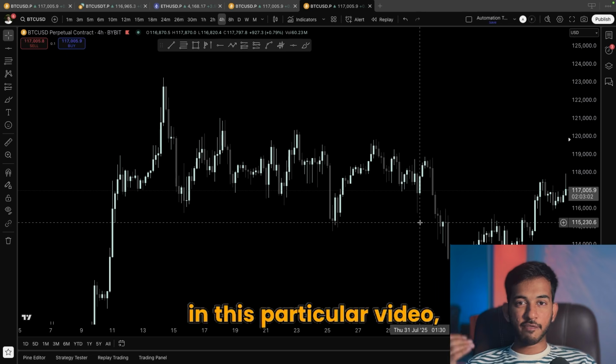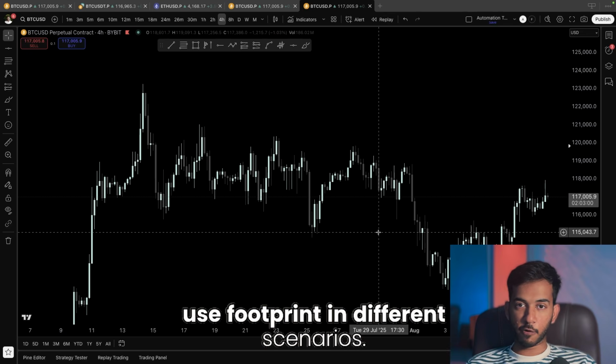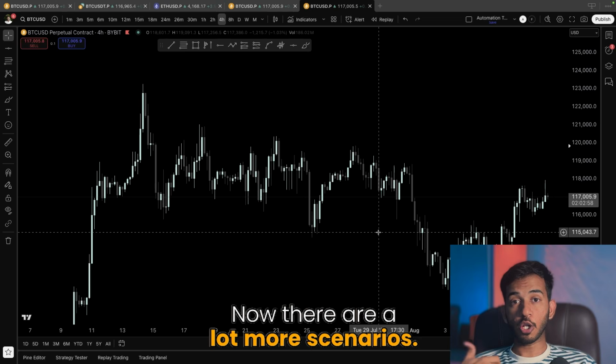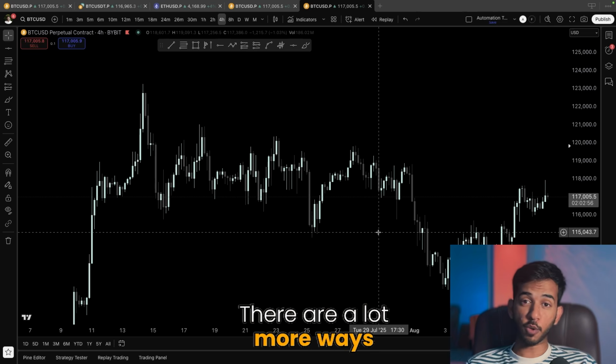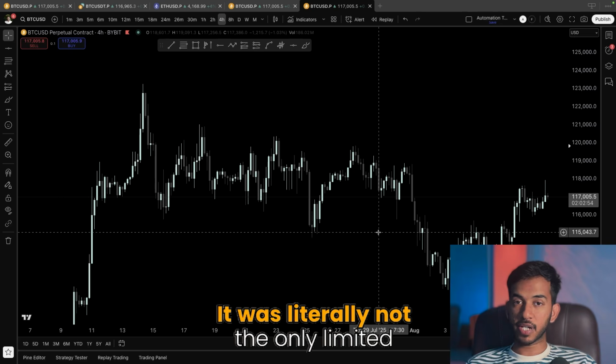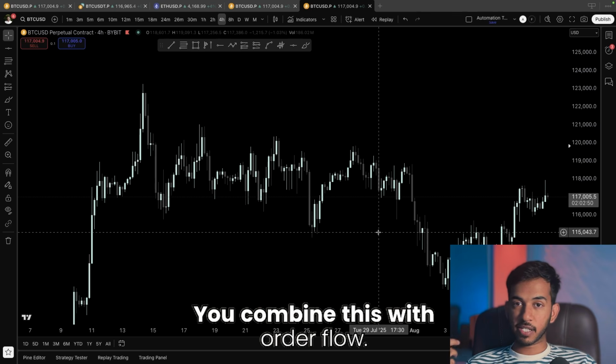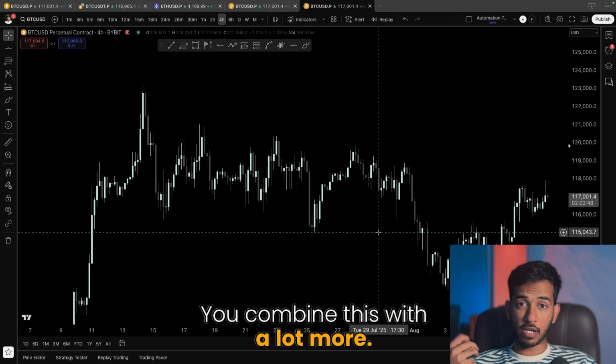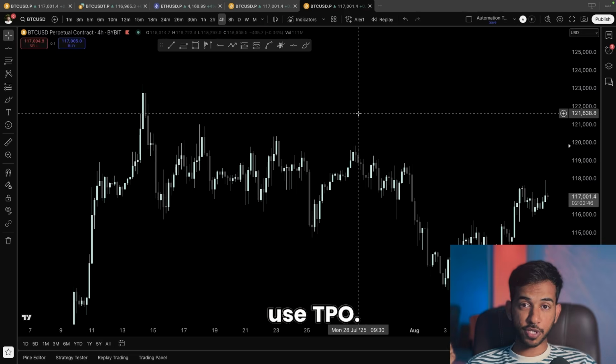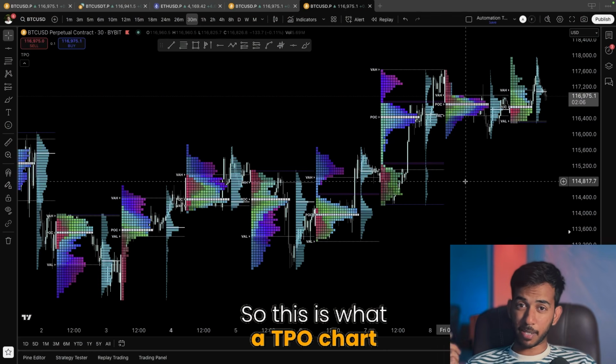Now in this particular video, you guys just saw how I use footprint in different scenarios. Now there are a lot more scenarios, there are a lot more ways to use footprint. It was literally not the only limited way to use footprint. You combine this with order flow, you combine this with a lot of other tools, like I like to use TPO. So this is what a TPO chart looks like.